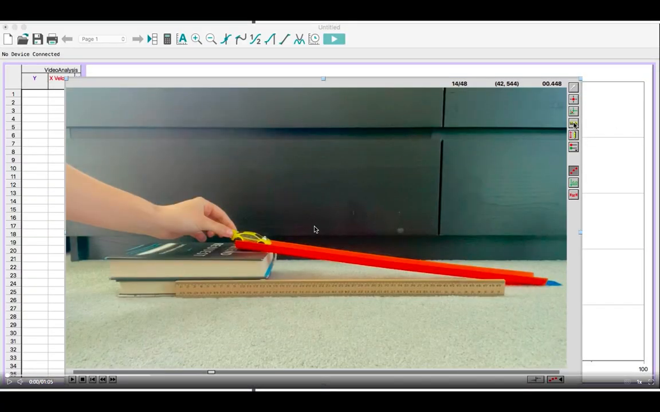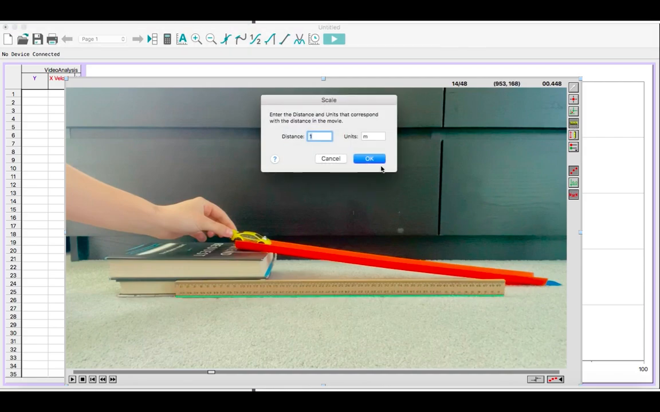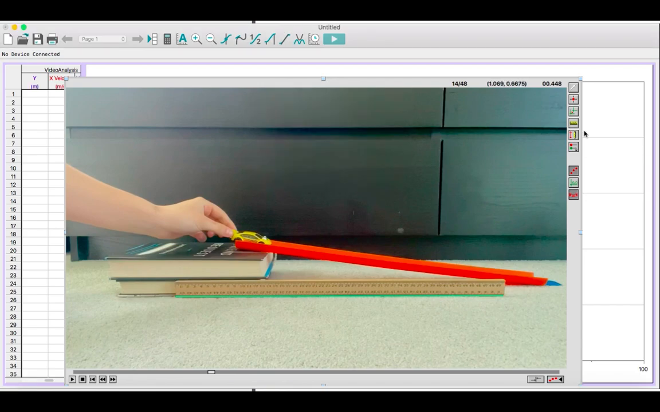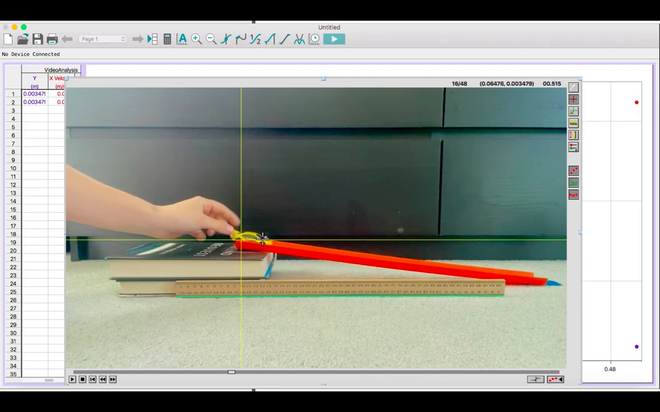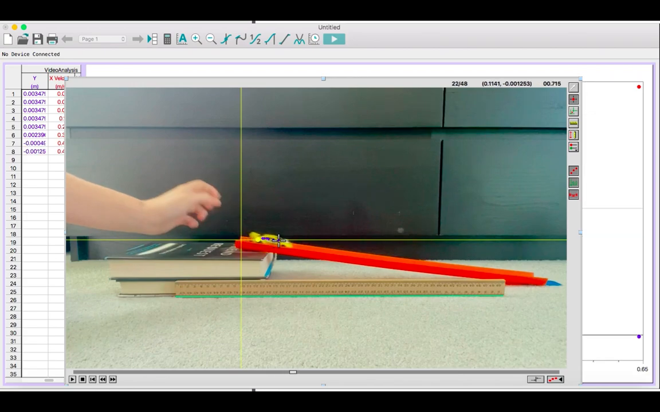So I've got the video here. Alright, I'm going to start out by defining the meter stick here, 1 meter. And after that, I'm just setting up the axis based on the position of the toy car. And finally, I just started plotting my points here as it sets up the whole graph and table for me.